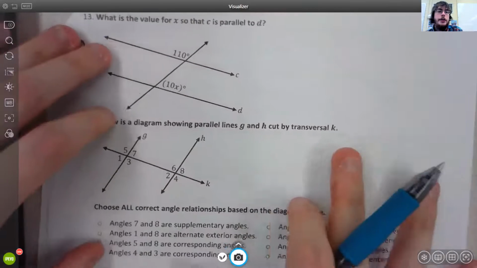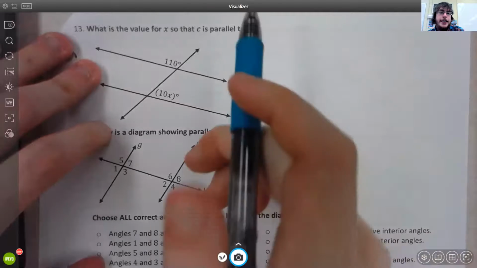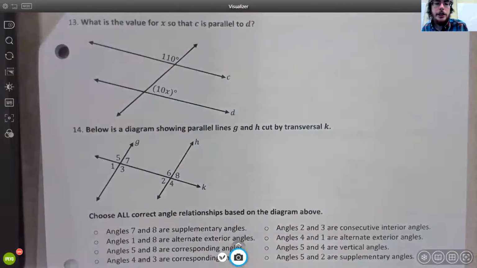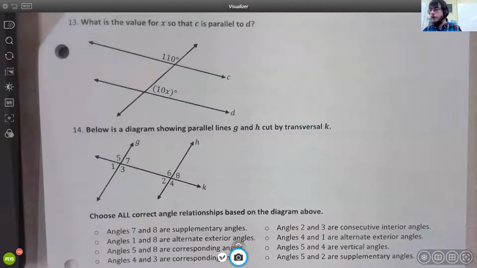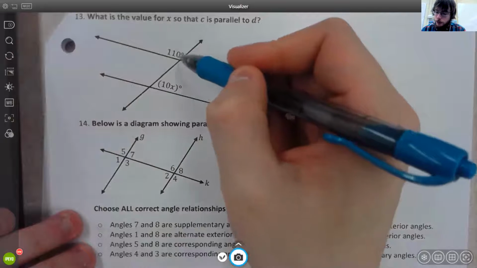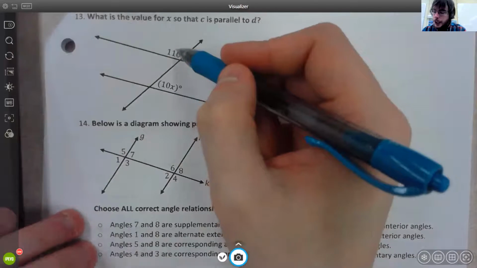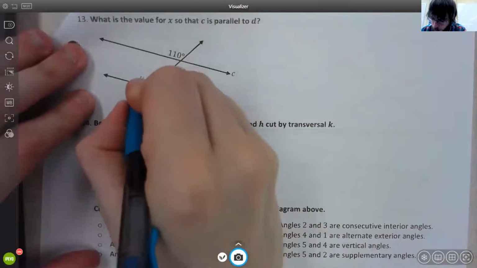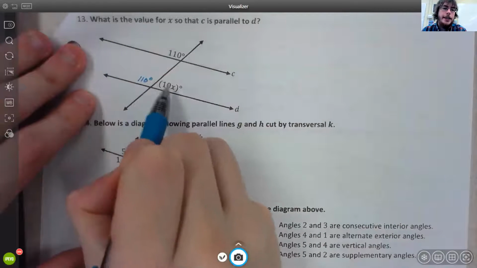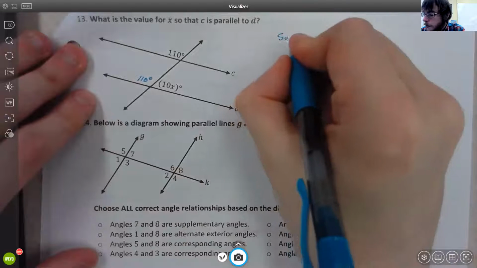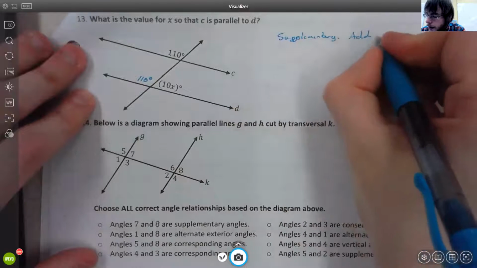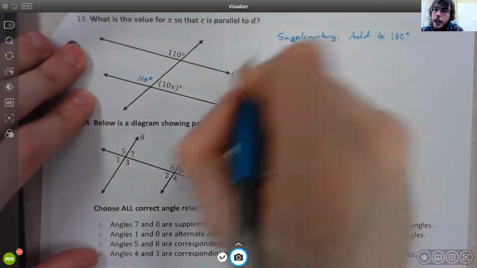All right, number 13, what is the value for X so that C is parallel to D? So again, we're trying to see what X equals, so we need to determine whether these angles would be congruent or if they would be supplementary. Well, one's an obtuse angle and one's an acute angle, but we could also say, hey, this is 110. So I know that would have to be 110. So we know that 110 and 10X are supplementary. Supplementary means add to 180. They sum up to 180.